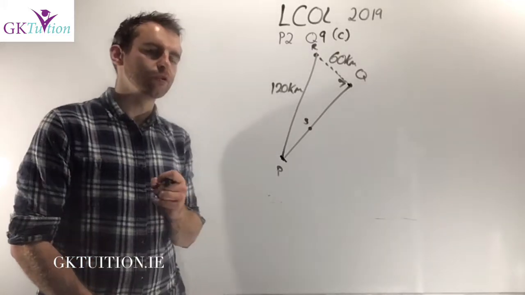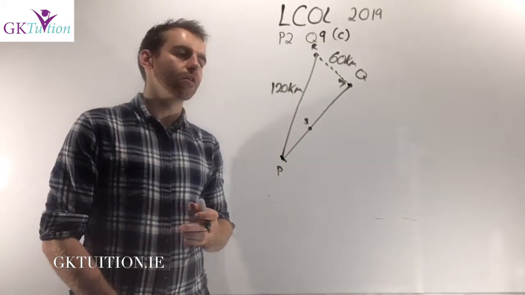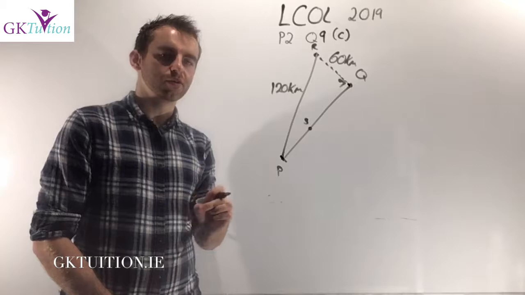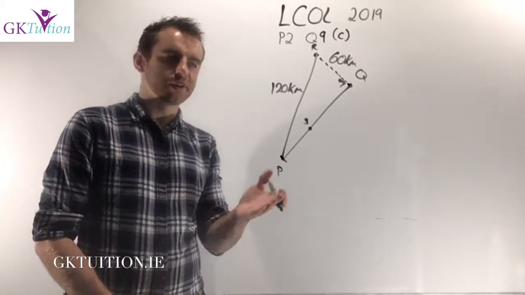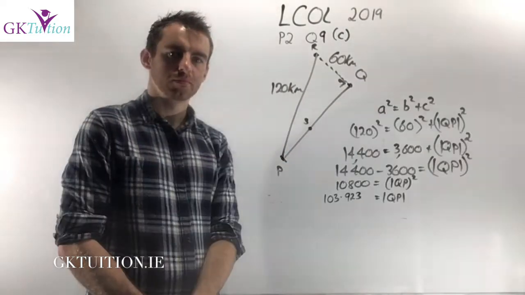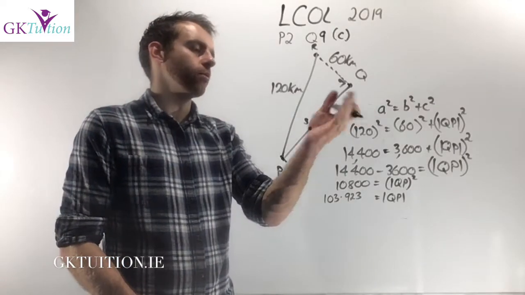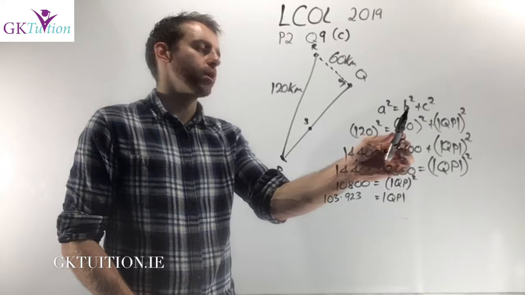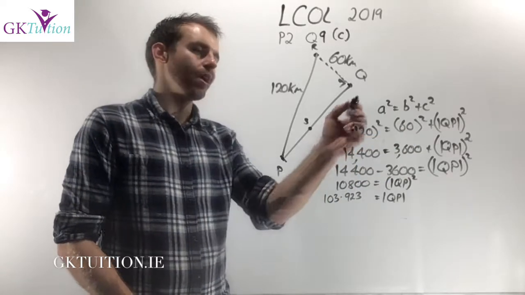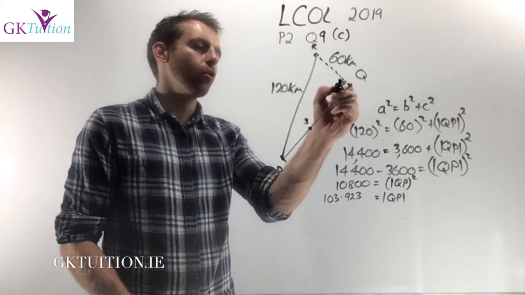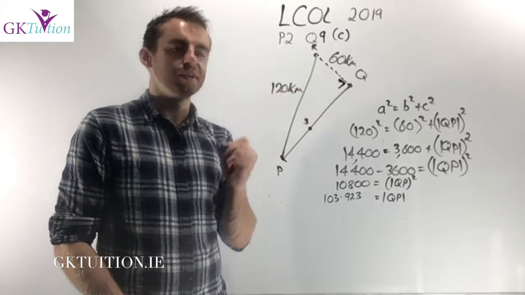If you look at the diagram I've drawn here, we have a right angle triangle. We know two sides in the right angle triangle, which means we just use Pythagoras Theorem and we find the third side. So it's very similar to the previous part. I'm just using the formula for Pythagoras Theorem, a squared equals b squared plus c squared, where a is the longest side, or in other words the hypotenuse, which is opposite the right angle.